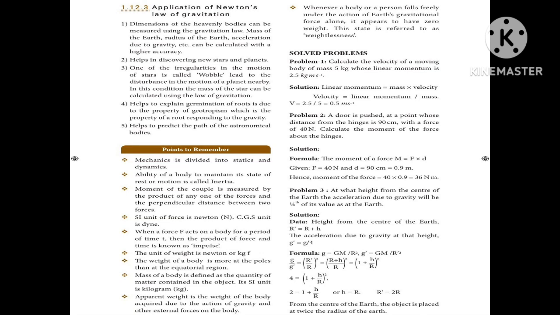3. One of the irregularities in the motion of stars is called wobble, which leads to the disturbance in the motion of a planet nearby. In this condition, the mass of the star can be calculated using the law of gravitation. 4. Helps to explain that germination of roots is due to the property of geotropism, which is the property of a root responding to gravity. 5. Helps to predict the path of the astronomical bodies.